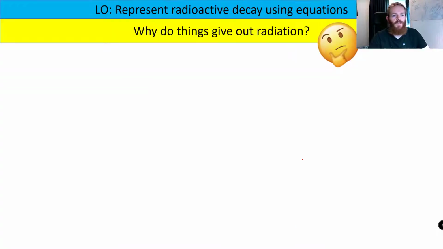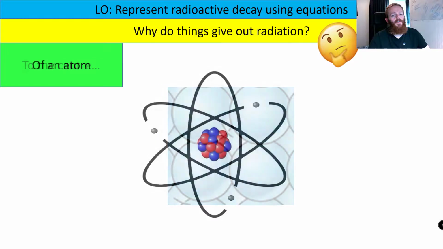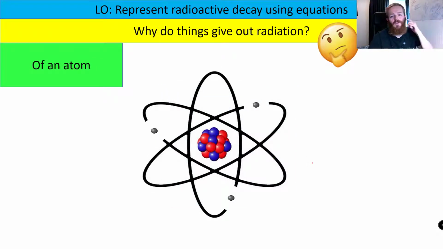Right, let's jump straight into it then. Why do things give out radiation in the first place? To find that out, we need to go on a bit of a journey right into the centre of an atom. There's a diagram a bit like the one I showed you in a previous lesson.